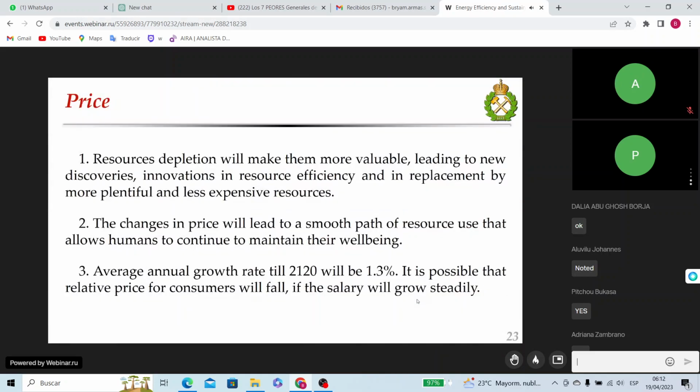Regarding the price, he also concluded that price is not a critical factor. In fact, if we ensure that salaries are growing faster, it is highly possible that the relative cost of fossil energy in the future will be even lower than at the time of the assessment. In fact, we have already seen such periods in the history of the United States when salaries rose much faster than the price of energy resources.